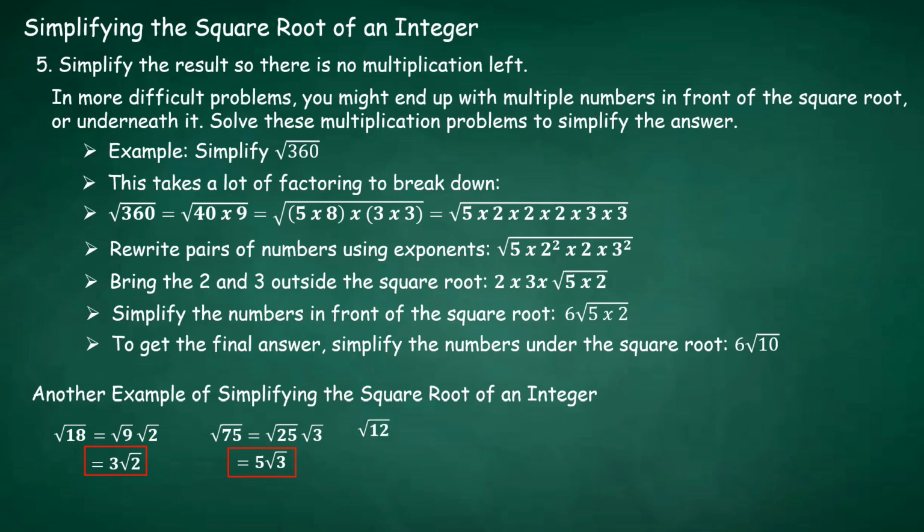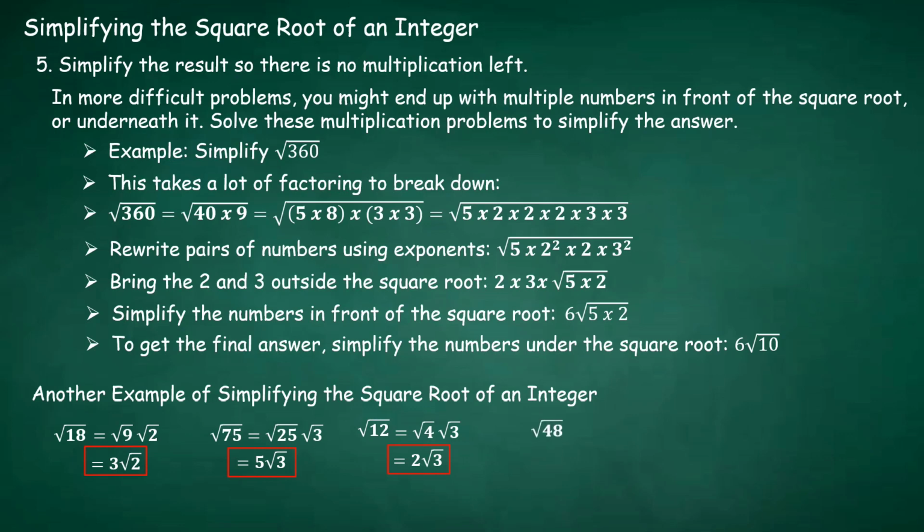What is the square root of 12? First we need to factor. So the factors of 12 are 4 and 3. We can write this as the square root of 4 and the square root of 3. Then take the square root of 4, which is 2, and then rewrite the square root of 3. So therefore the square root of 12 is 2 square root of 3.